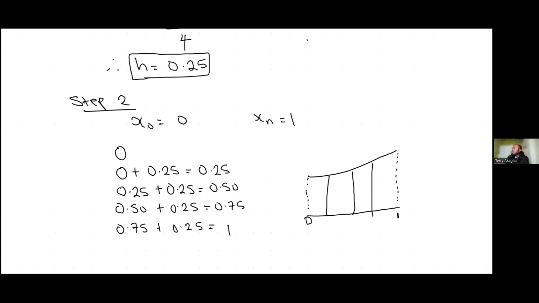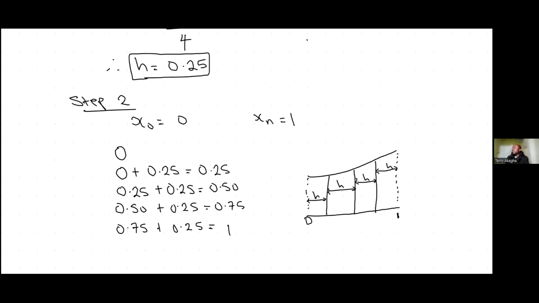Let me clean this one. So we have something like this. We're told we have 1, 2, 3, 4 strips, and the height is the same. The first one is 0, and the distance for each of them, h, was equal. You understand? The height is always equal for each of the strips.